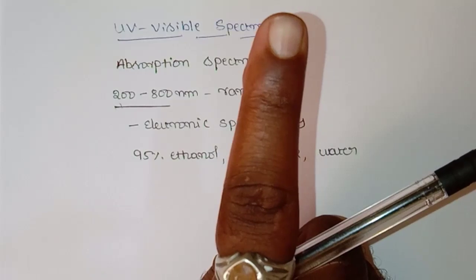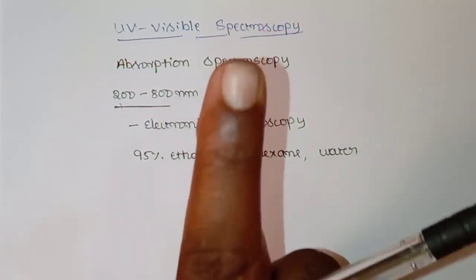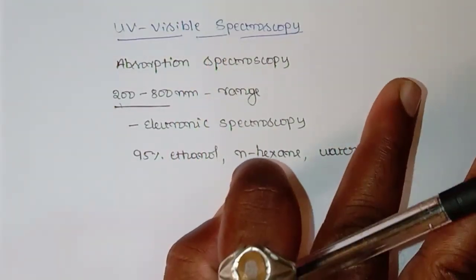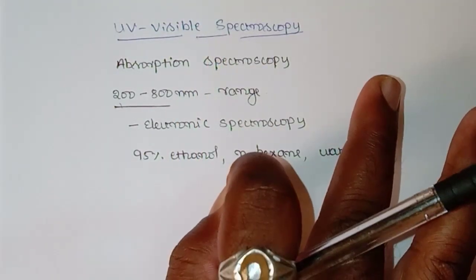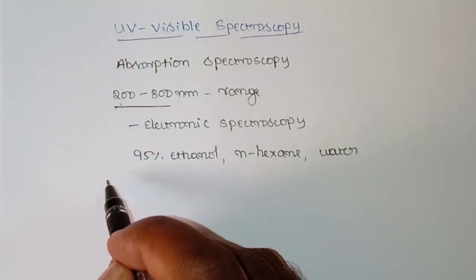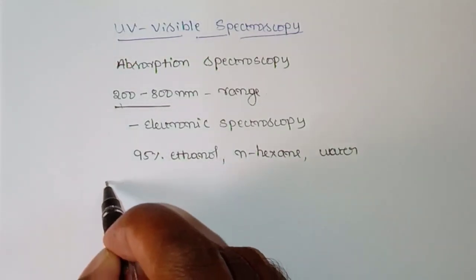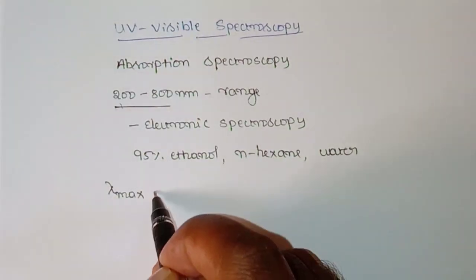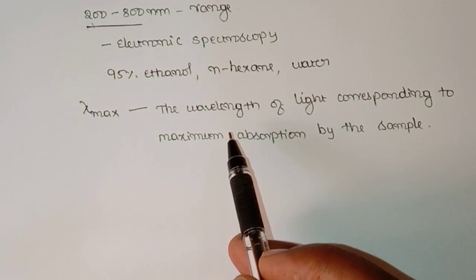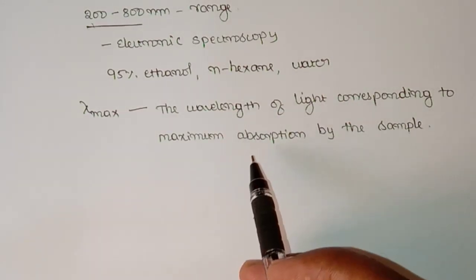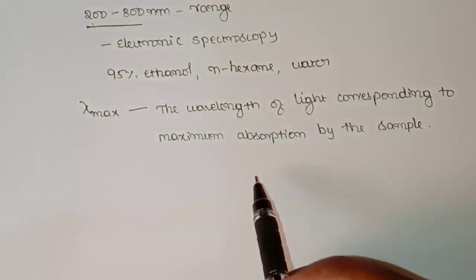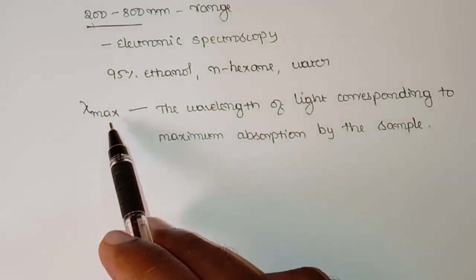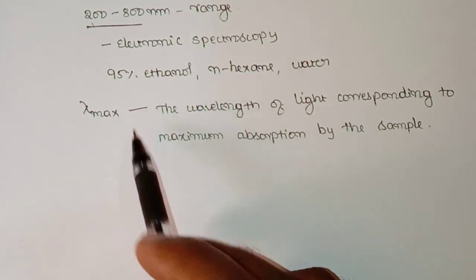And the wavelength of the light corresponding to the maximum absorption by the substance is simply called the maximum wavelength of absorption, indicated as lambda max, which can be defined as the wavelength of light corresponding to maximum absorption by the sample. That is the simplest definition we can give for lambda max, the wavelength of maximum absorption.